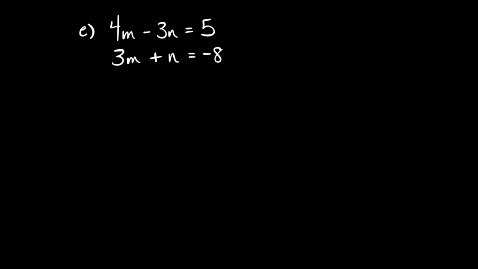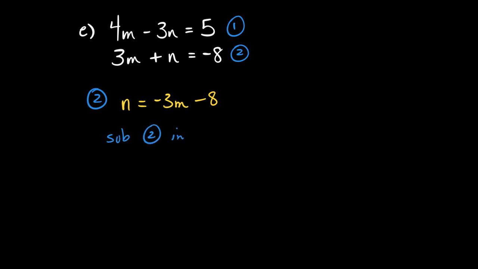Okay, we're back. So we've labeled equation 1 and equation 2. I'm hoping that you can see in equation 2 that our n has a coefficient of 1, so we're going to try to get that n all by itself, which means I have to get rid of a plus 3m. Now that my n is all by itself, I'm going to take equation 2 and sub it back into the other one, to equation 1.